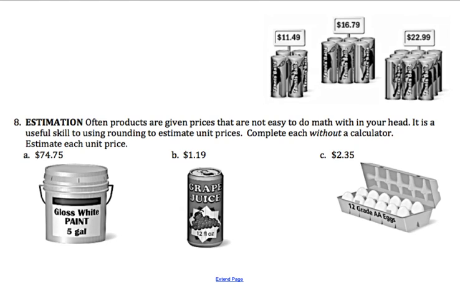Often products are given prices that are not easy to do math with in your head. It's a useful skill to use rounding to estimate unit prices. Complete each without a calculator. Estimate each unit price. So for example, $74.75, that's about $75, which easily divides the 5 gallons that you have. So you'd want to do $75 as your estimate and then divide. $1.19 for 12 fluid ounces of grape juice. That's approximately $1.20, which divides 12 quite nicely. And $2.35 is approximately $2.40, which divides 12 nicely.